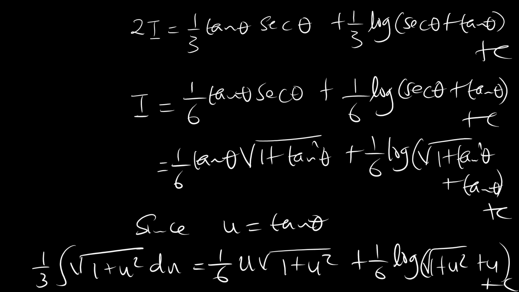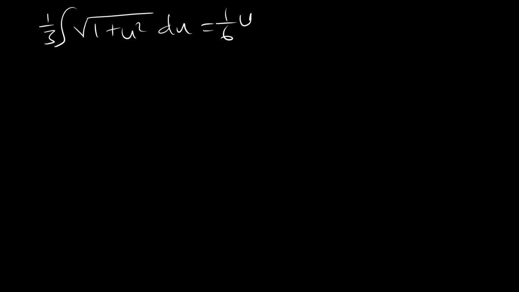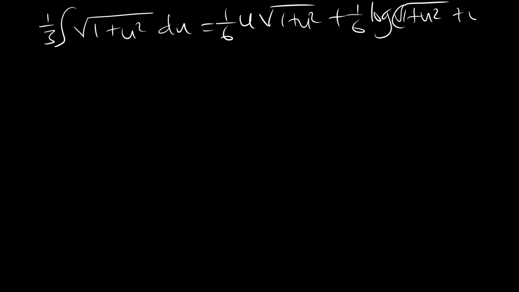Now also, since we say that 1 over 3 square root of 1 plus u squared is equal to 1 over 6 u square root of 1 plus u squared plus 1 over 6 natural logarithm of square root of 1 plus u squared plus u, plus c.